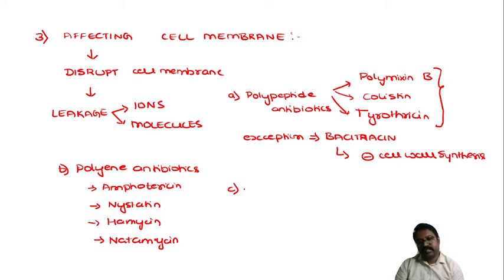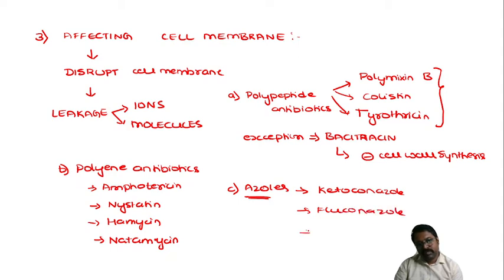The next group is the azoles. Azoles will also affect the cell membrane. We have ketoconazole, fluconazole, and itraconazole. So these are the examples of drugs which are affecting the cell membrane.